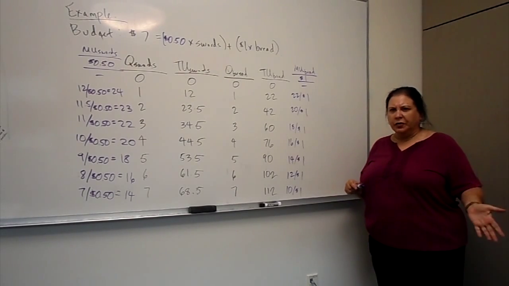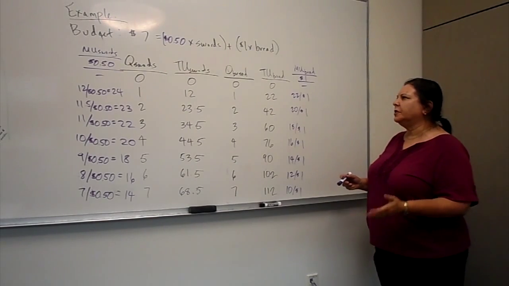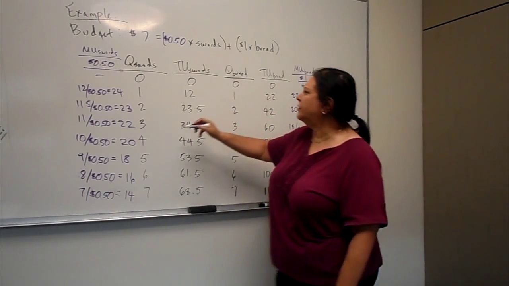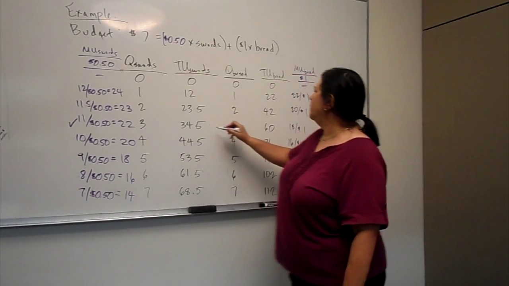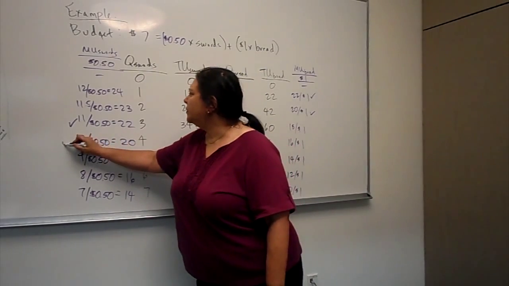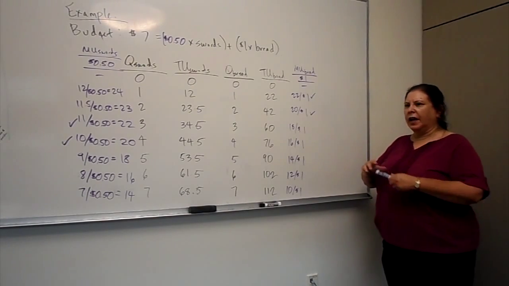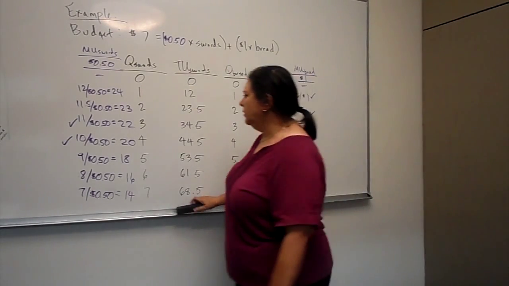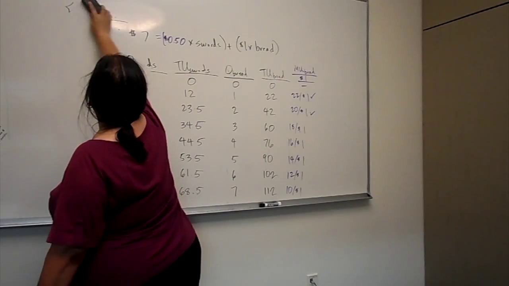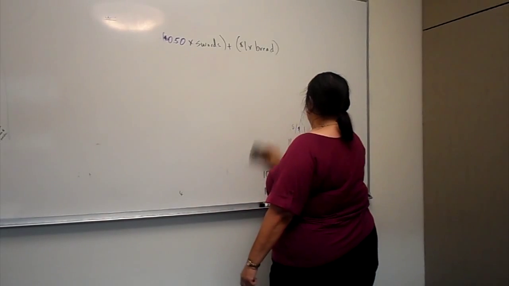Okay, so now what we do is we find when the marginal utilities divided by the prices are equal. So here's a 22 where bread is 1. Here's a 22 where swords are 3. Here's 20 when bread is 2. Here's 20 when swords is 4. Okay? So I'm just going to keep going like that and find when these two things are equal.